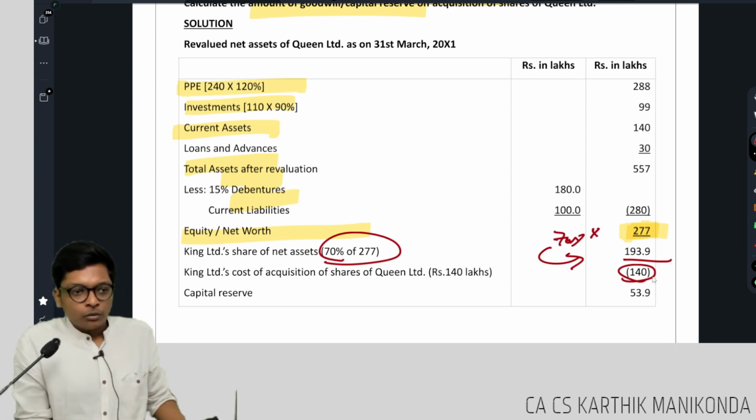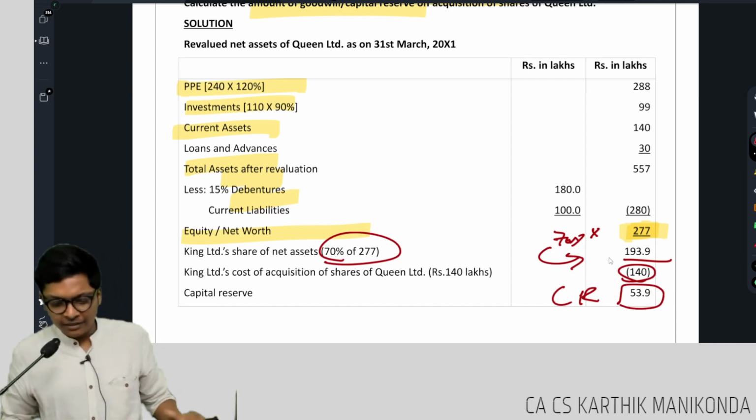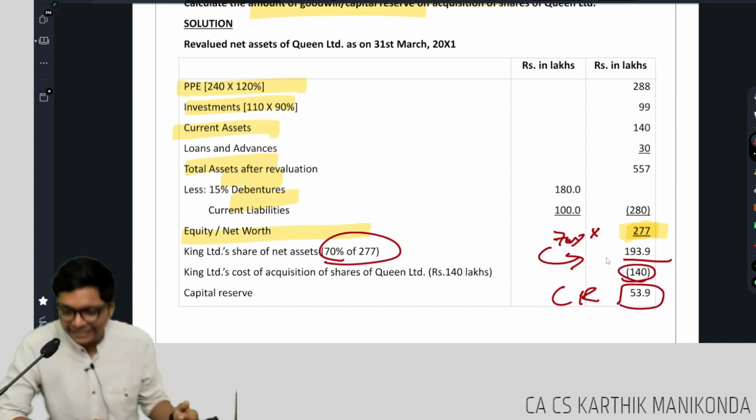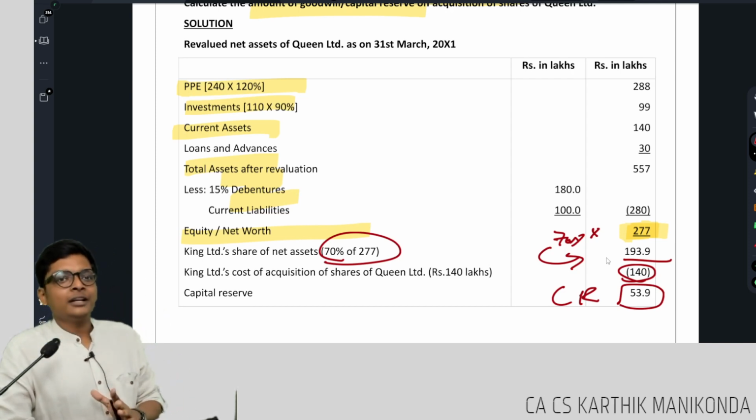Compare with what you paid. So 53.9 is capital reserve. I don't know how Padmanabhan got 54.11. Somewhere rounding off mistake or some computation. I hope it's sorted. Clear, guys? He said, oh, he changed his answer. Calculation problem. Okay, fine. Got it, guys, everybody.